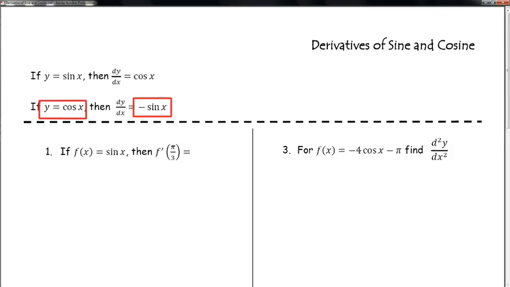So you have to memorize sine goes with cosine, cosine goes with sine, but all the cos are actually going to give you negative answers. So let's hop on in.